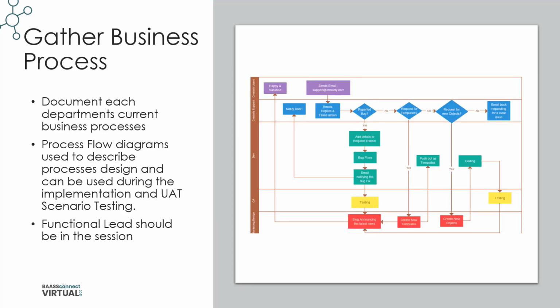When we gather business requirements and business processes, we're able to document what each different department's business processes are. Process flow diagrams are used to describe processes and are later used in the design and the UAT of the implementation. It's important to have the functional lead in those sessions, as they are the people that we will turn to in the design phase.